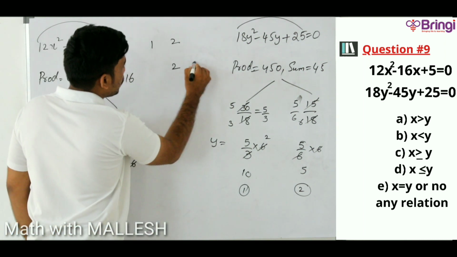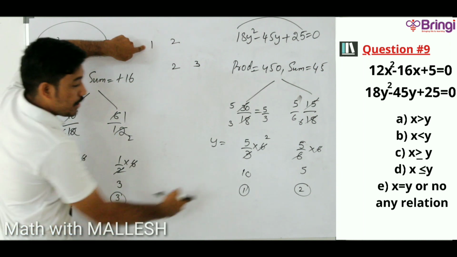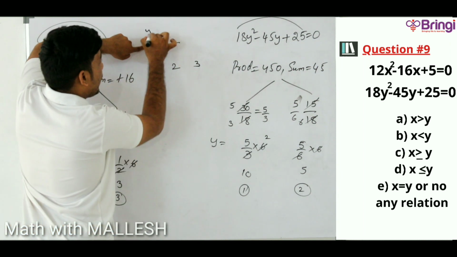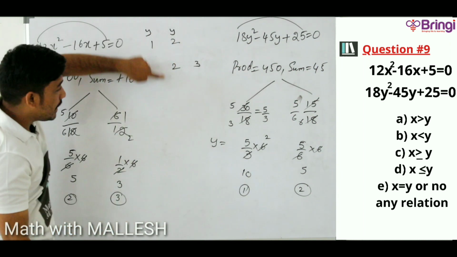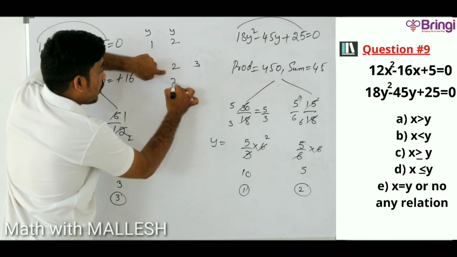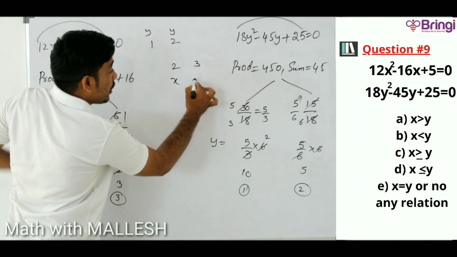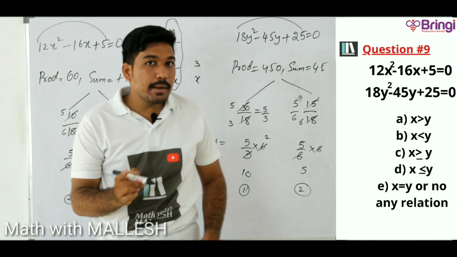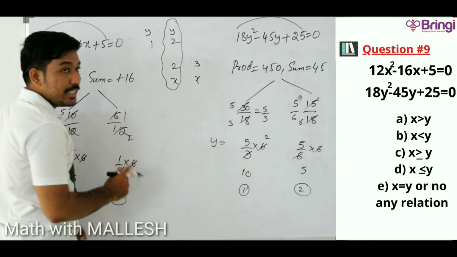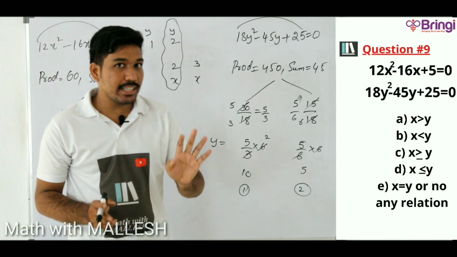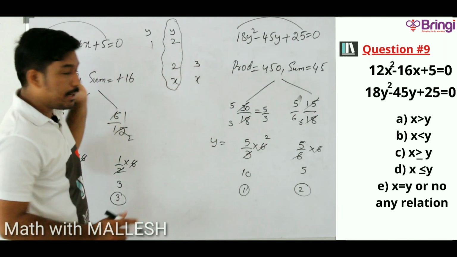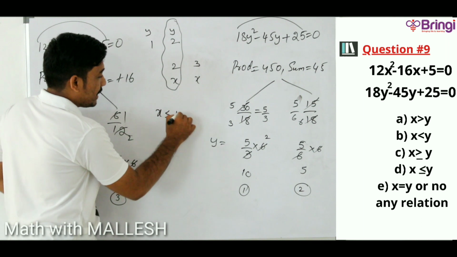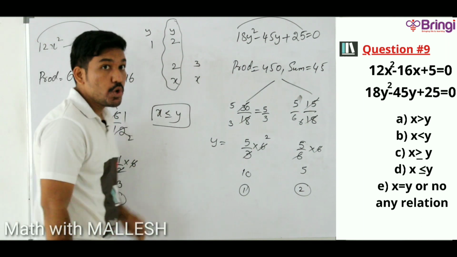What are the positions? 1, 2, 2, 3. First position occupied by the y. Again second position occupied by the y. And second position again occupied by the x. Third position occupied by the x. And if you observe, the second position is shared by the x and y. In this condition, x greater than y or x less than y. But here first position occupied by the y. So x less than or equal to y.